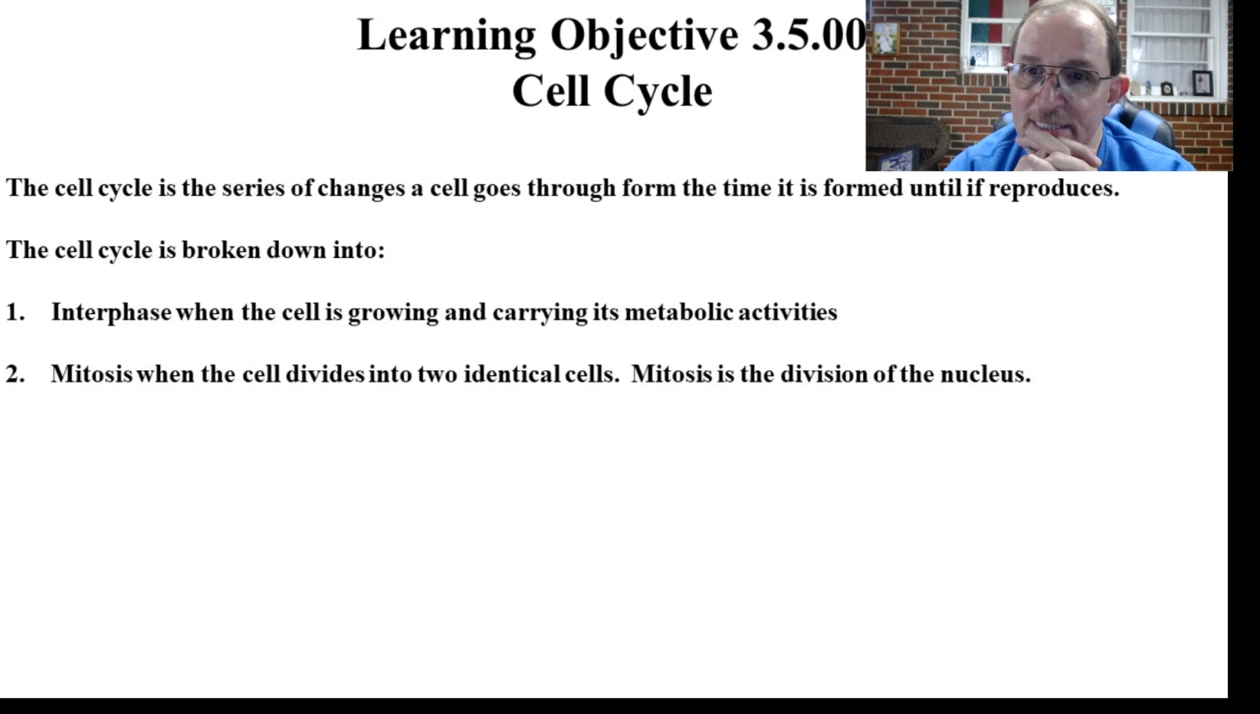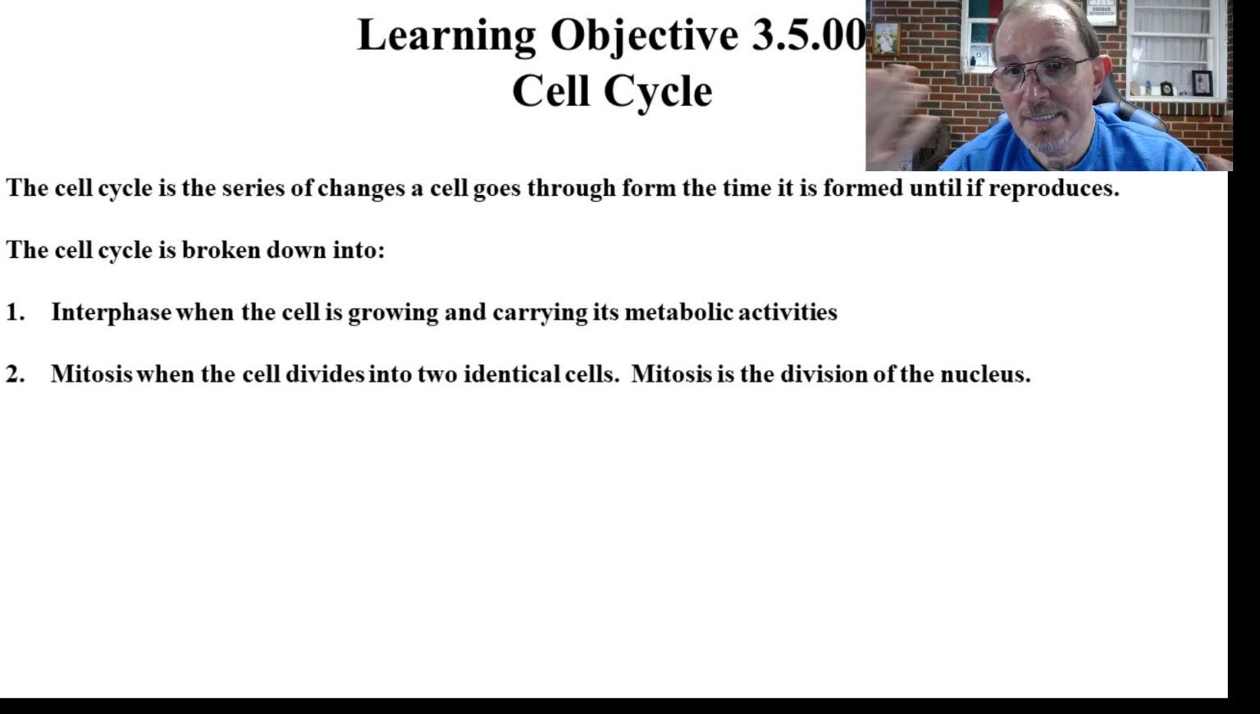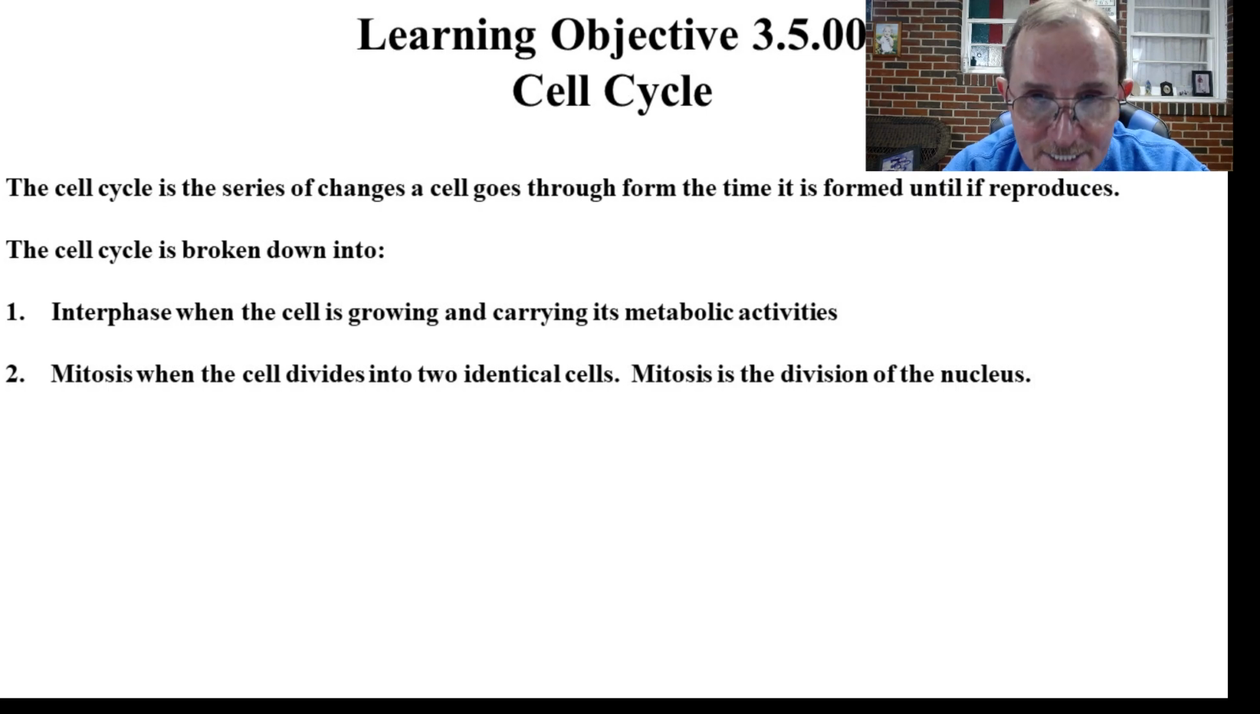So in the cell cycle, we have this humongously long phase. We call it interphase. That's just the cell doing its normal job. If it's a liver cell, it's producing bile, detoxifying things and making proteins. It's just doing its normal thing. When it gets the signal to divide, then it goes through mitosis. Mitosis is not cell division in total, it's just the division of the DNA.